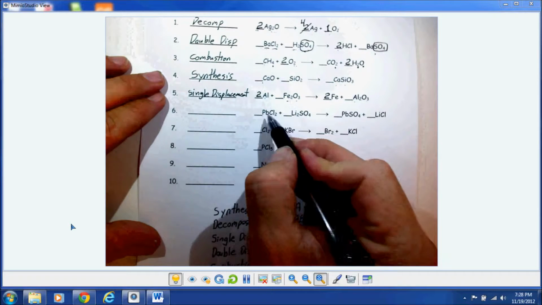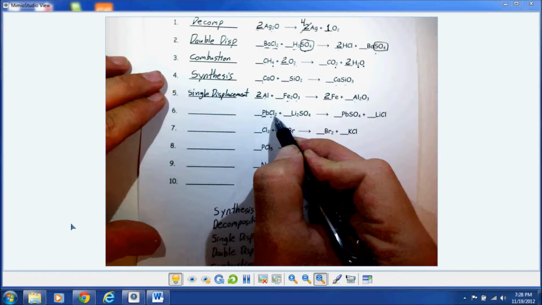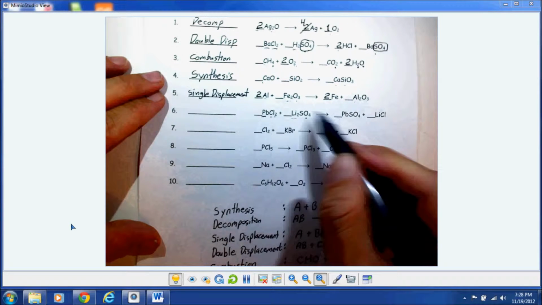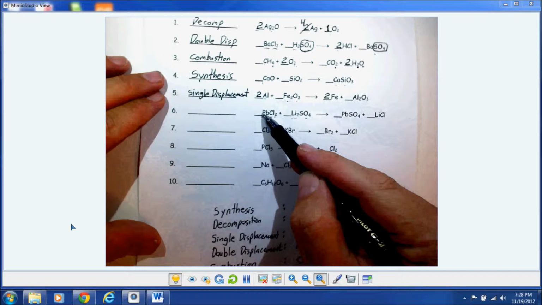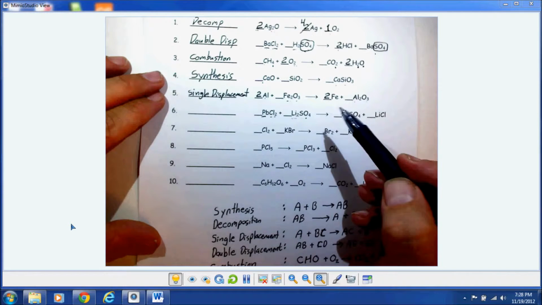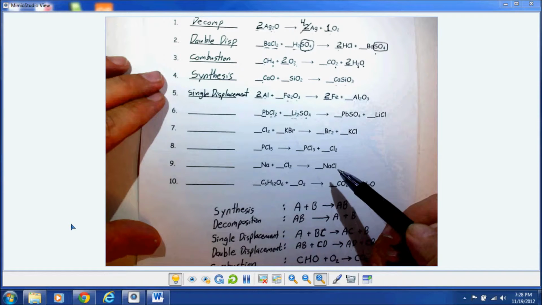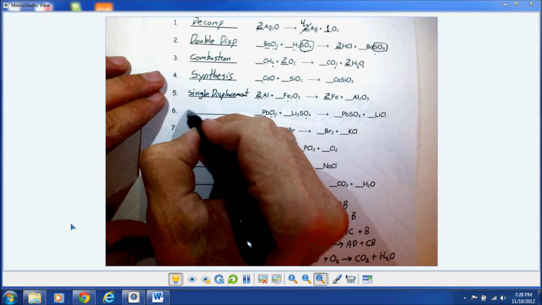It appears, since this has a positive and a negative part, and this has a positive and a negative part, that the positive parts, the lead and the lithium, have switched places. When they switch places in the products, we call that a double displacement reaction.